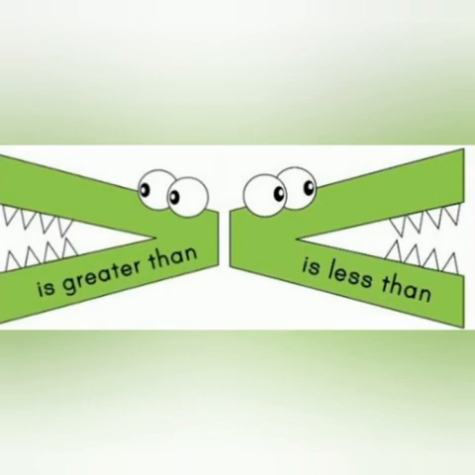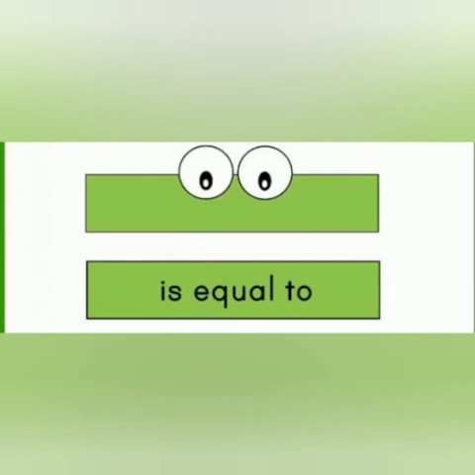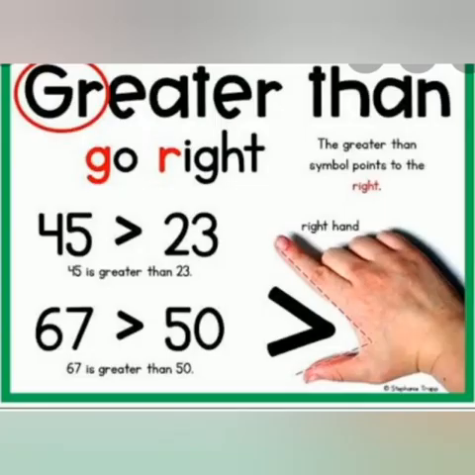If both numbers are the same, then we have to use the equal to symbol for those two numbers. This symbol shows both numbers are the same. Do you know when we have to use this symbol? If both numbers are the same, then we have to use this equal to symbol.